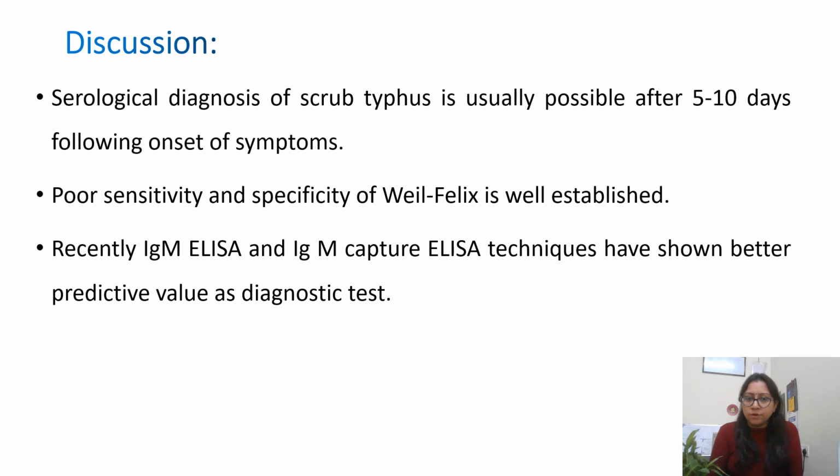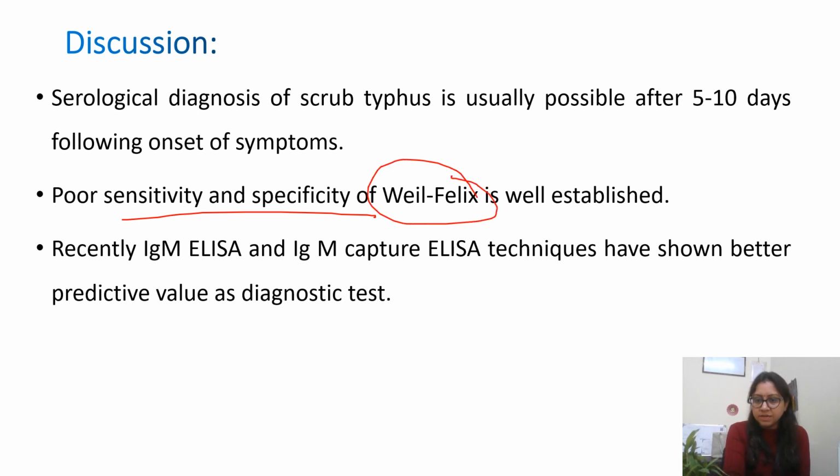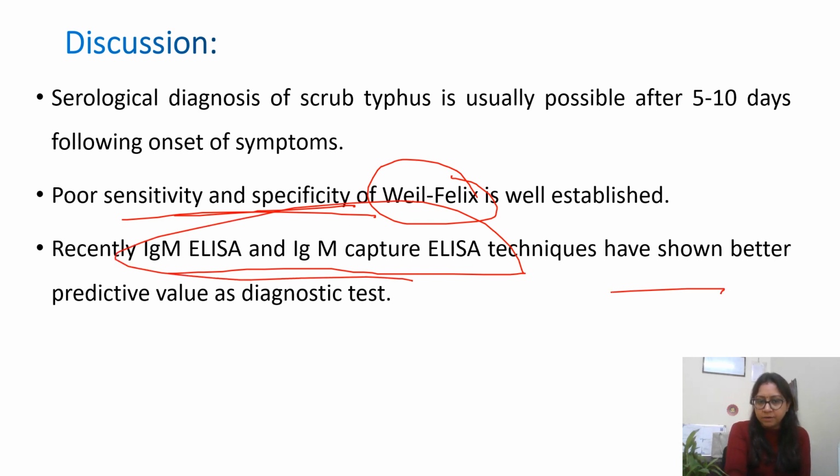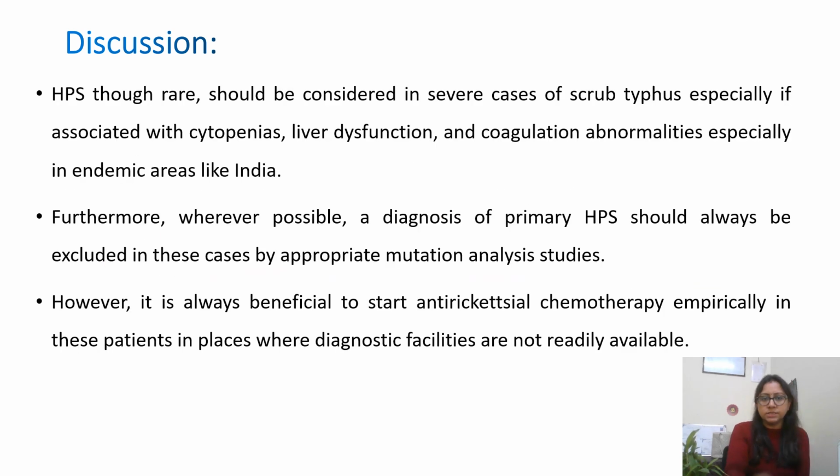So serological diagnosis, where IgM antibody has come for tsutsugamushi, is possible after 5 to 10 days following onset of infection. So that has a poor sensitivity, and this serological diagnosis is confirmatory. There is one test also, Weil-Felix test for rickettsial infection, but that has poor sensitivity and specificity. So what we did, this IgM capture ELISA technique, to confirm in both our patients, has been shown to have better predictive value as the diagnostic test.